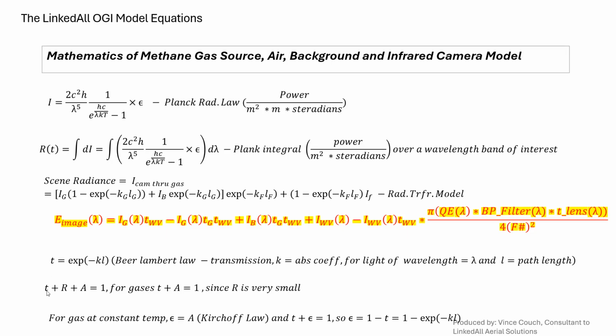This equation: transmission plus reflection plus absorption is equal to 1. R is typically set to 0, and also scattering, since for gases R is very small. And then for constant temperature, if a gas is at a constant temperature, the emissivity is equal to the absorption.